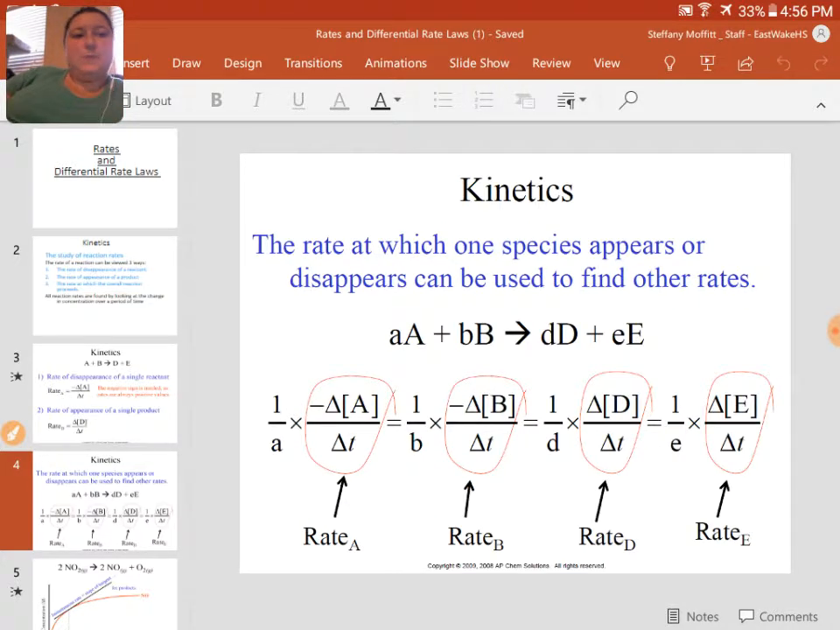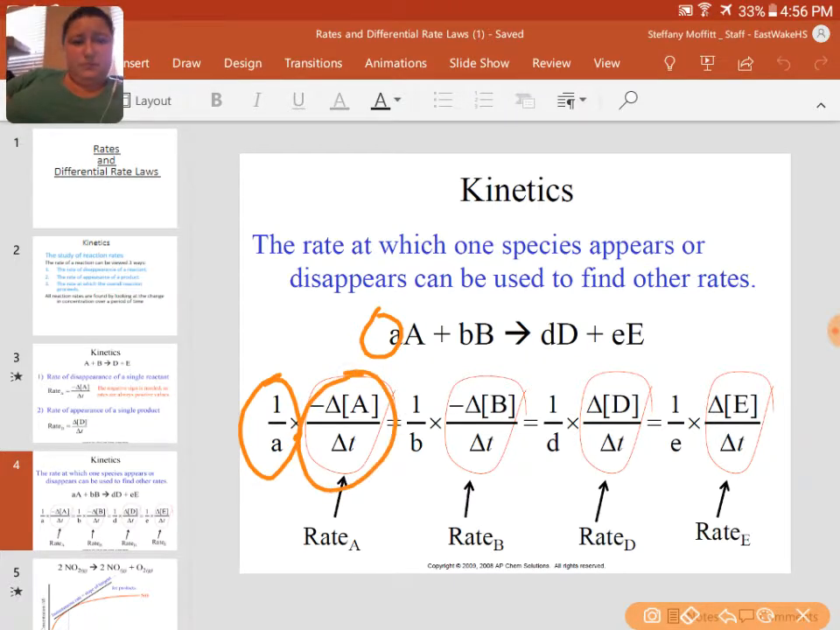The rate at which one species appears or disappears can be used to find other rates. So if we know A, we can find B or D or E. So we're going to take 1 over the coefficient of whatever you're looking at, let's say A, times that rate. So the negative change in the concentration of A over delta t, or change in time. And that's going to be equal to 1 over the coefficient for another one times that one's rate. And that can be equal all across the board.